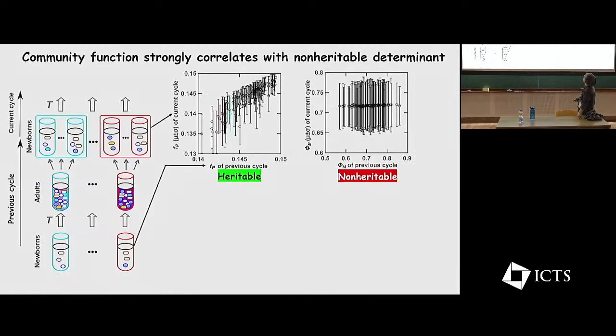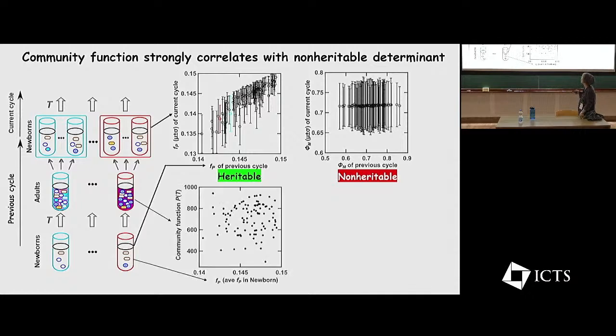So then you can say, well, which one's contributing more, right? Because if community function is mainly determined by the heritable factor, then even if the other factor is not heritable, if it's playing a minor role, it doesn't matter, right? So we then see, right? So we see, oh yes.